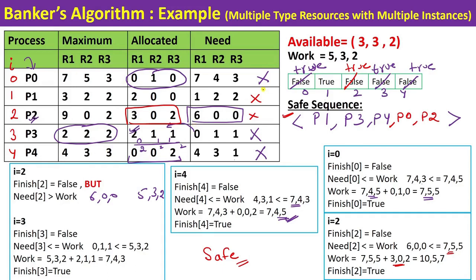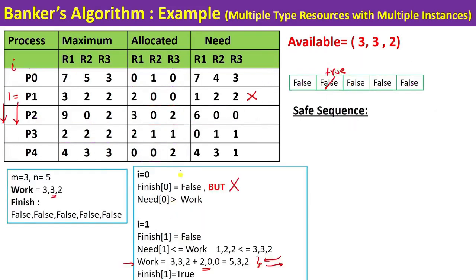So how is it possible? I will just tell you one safe sequence. Later you can find the other safe sequences also. So here you can see, after we completed the request of P1, our work array was 532.